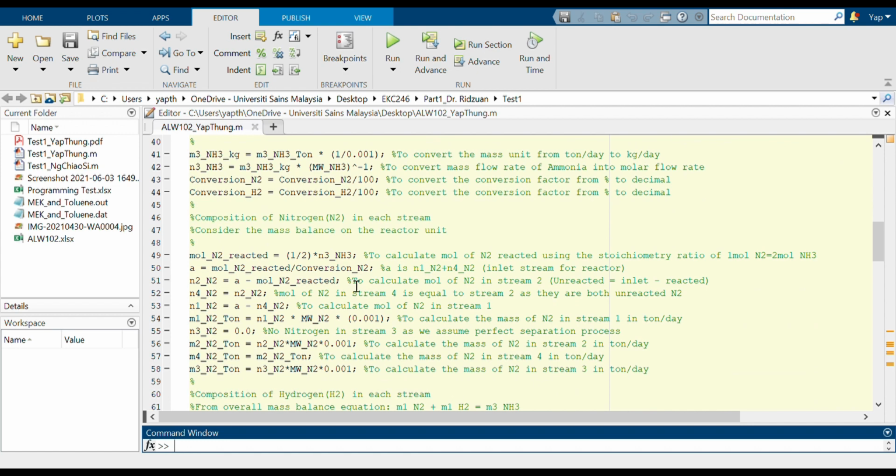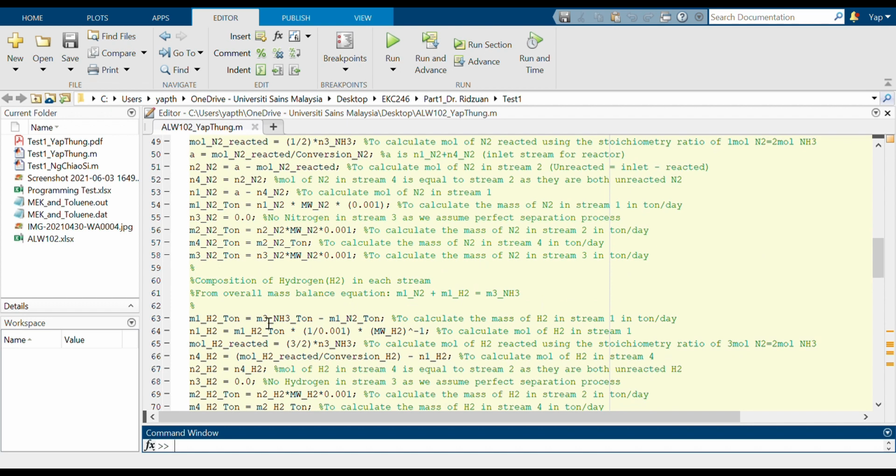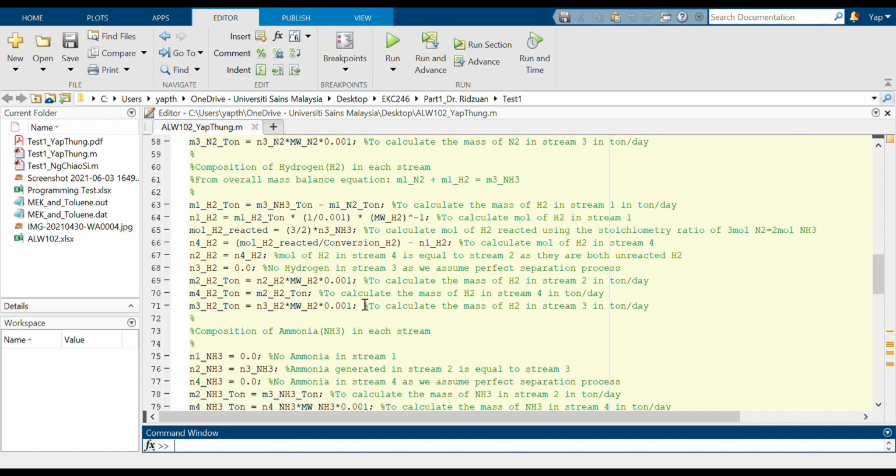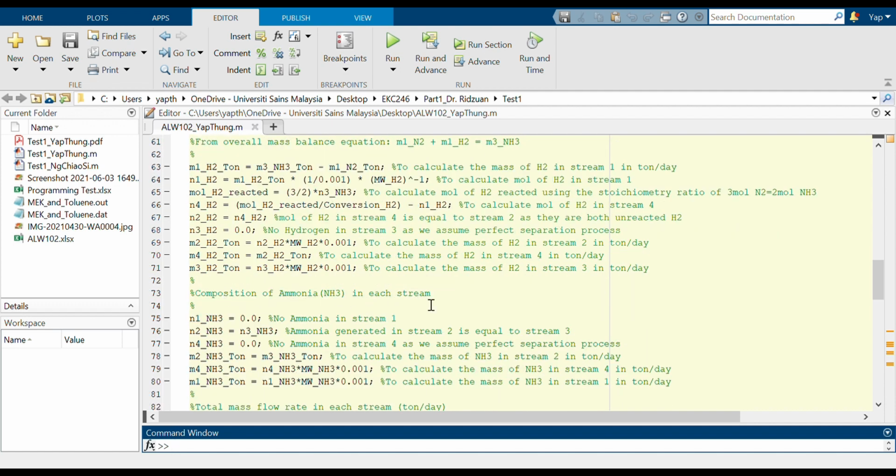And then this is all the formula for the composition of nitrogen in each stream, where you can see I have stated here N2, N4, and 1. N stands for number of mole, while M stands for mass in ton. And then this is the composition of hydrogen in each stream, and the composition of ammonia in each stream. Same thing, where N is the number of mole and M is the mass of the substance in ton.